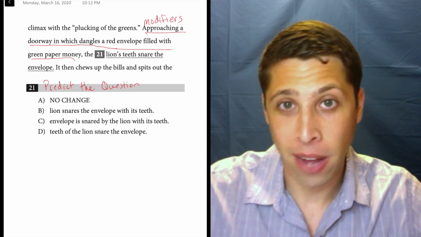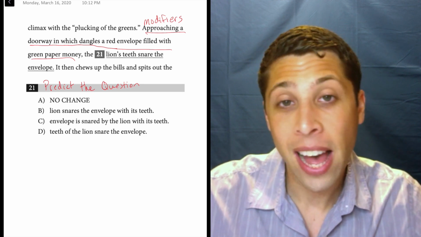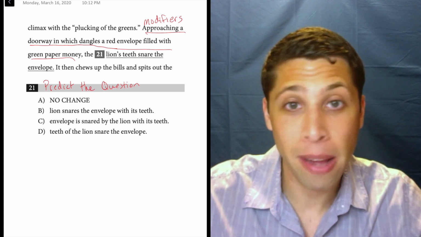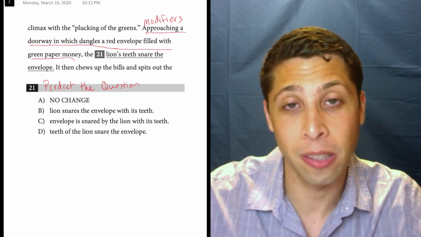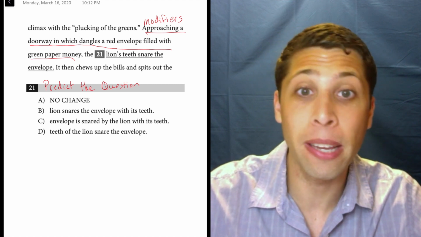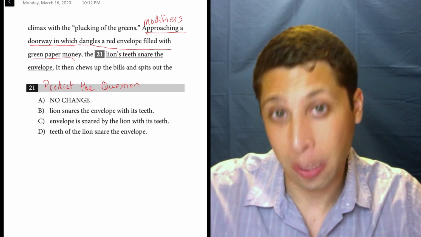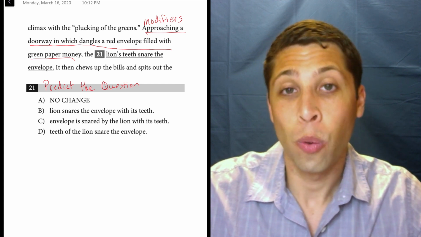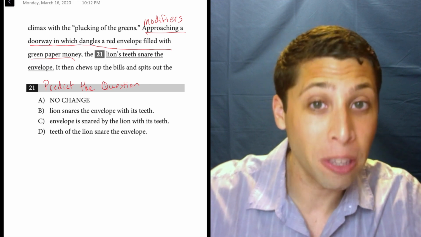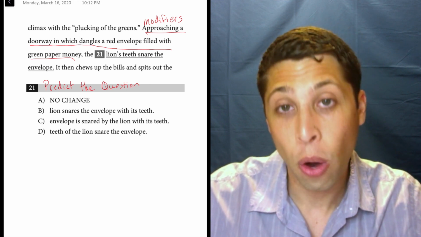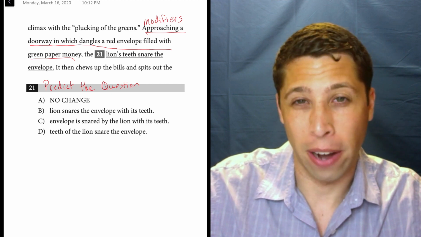A modifier is basically an extra clause that gives us extra information. It talks about something, it leads into something, sometimes it closes out a sentence, but the point is it's describing something. Now, when we have a modifier at the beginning of a sentence, we need to make sure that we are following the modifier with whatever the modifier is talking about. So one way we can approach this is to turn the modifier into a question.